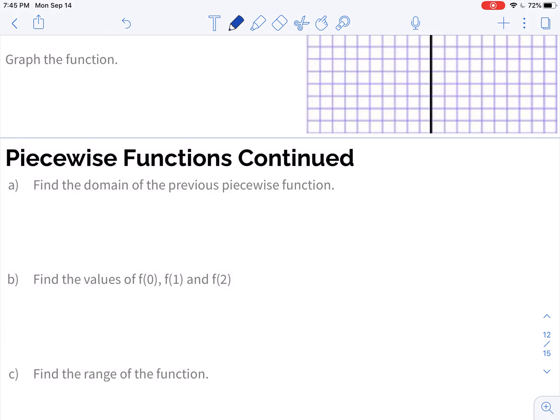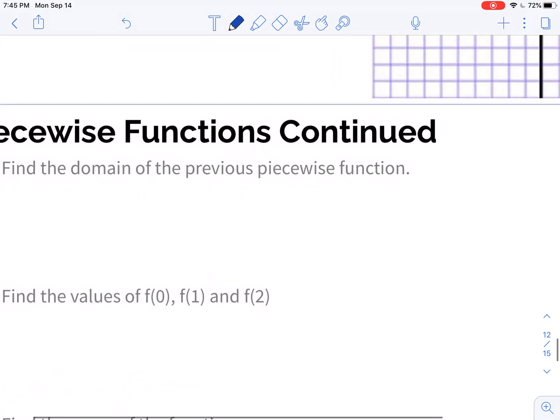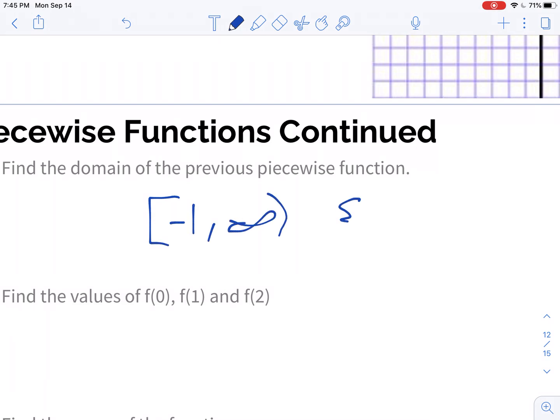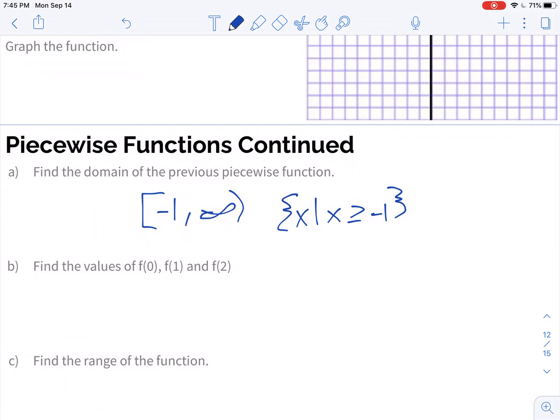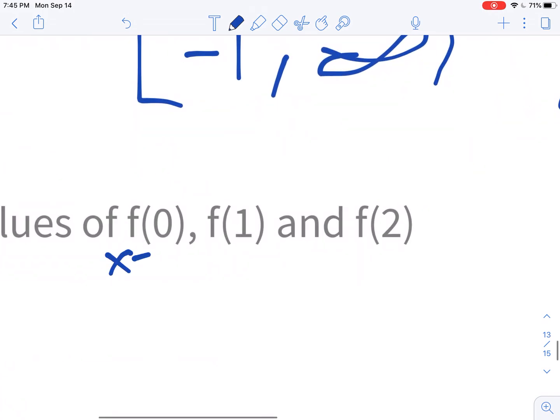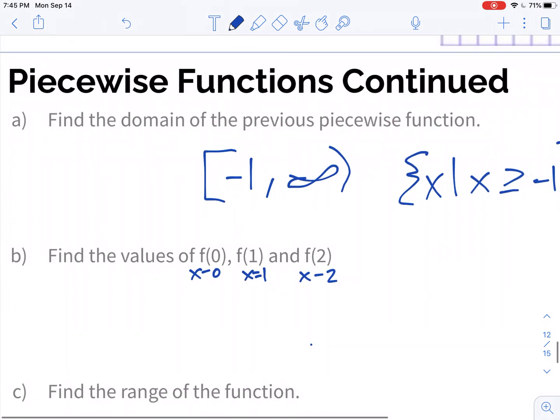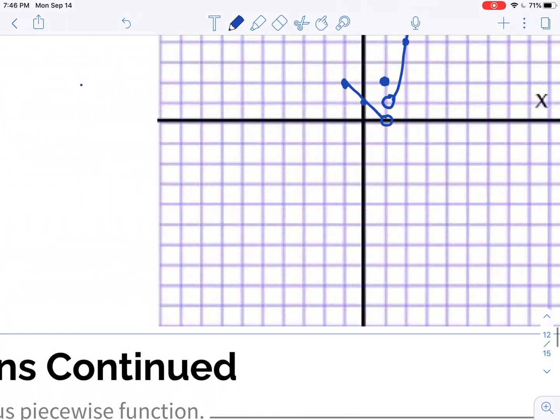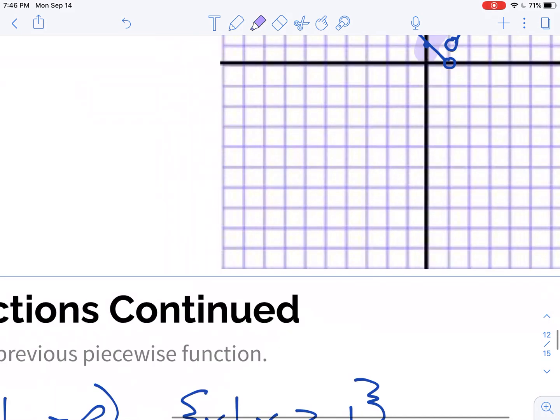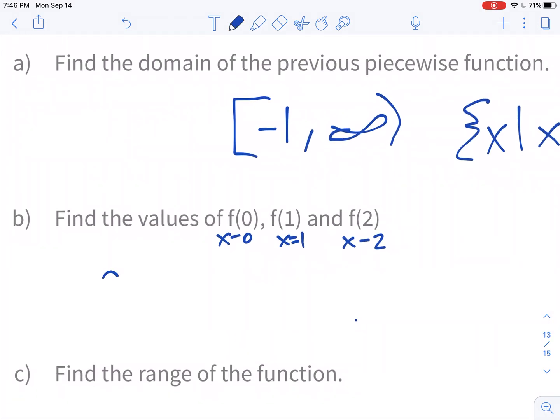And again, I've got a few questions here. So the domain of the previous piecewise function started at -1 and then goes on to infinity. You could also report this as all values of x where x is greater than or equal to -1. Both of these are acceptable. You only need to choose one of them. Find the values of f of 0, f of 1, and f of 2. So this is saying when x is 0, when x is 1, and when x is 2, what are your y values? Well, we already know 0 is easy because at 0, I've got a y value of +1. That was my y-intercept here. So f of 0 is equal to 1.